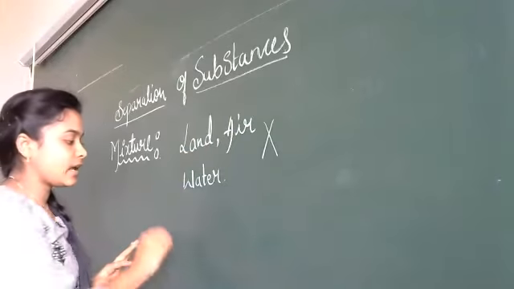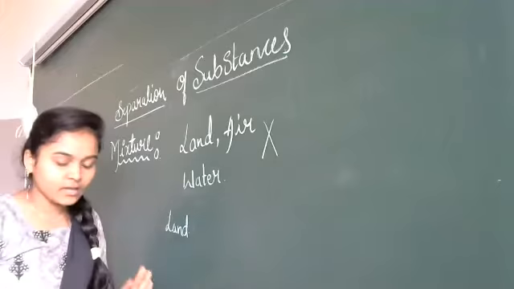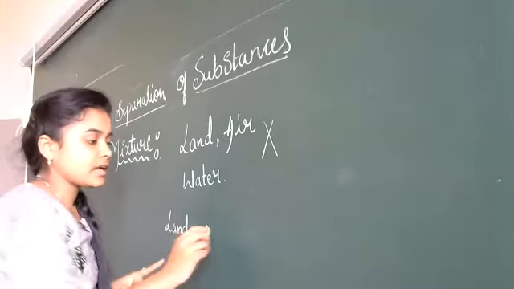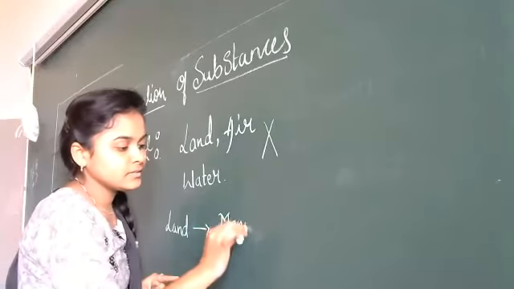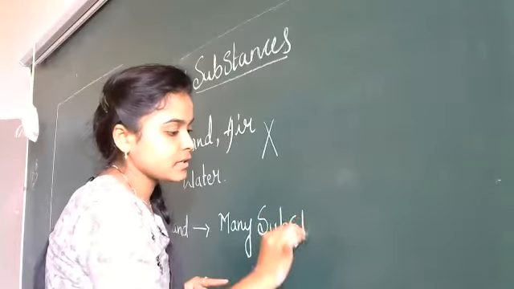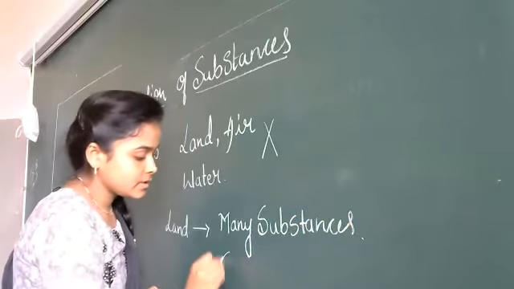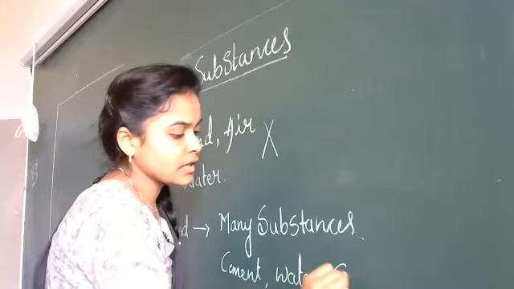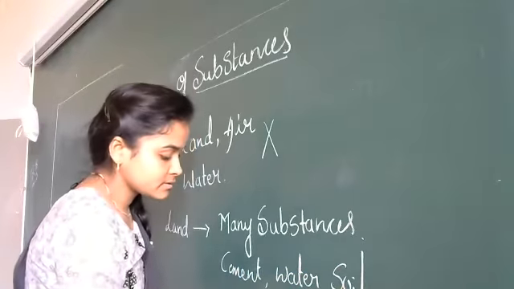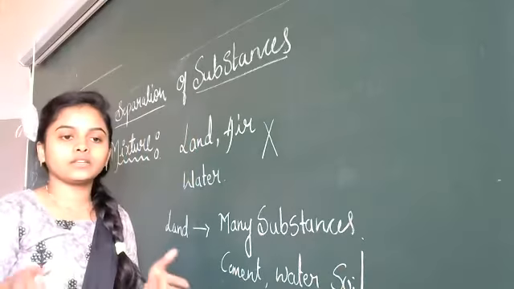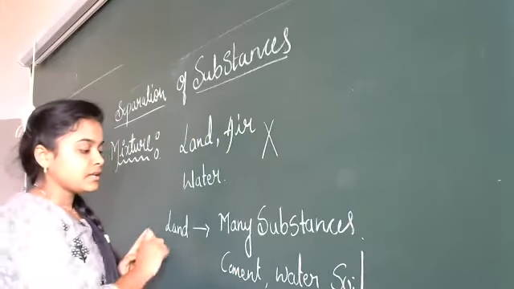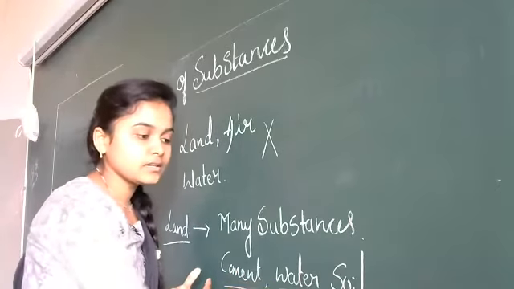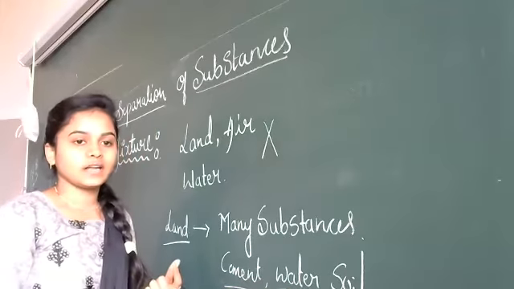Here, when we take land, suppose I am standing on the land now, that land is not a pure substance because it consists of many substances, for example cement, water, soil, sand. The floor or the land on which I am standing is completely a mixture of cement, water, soil and sand.